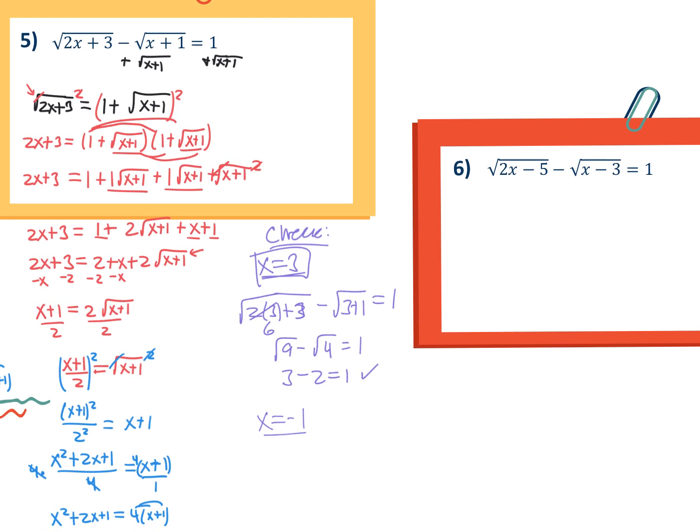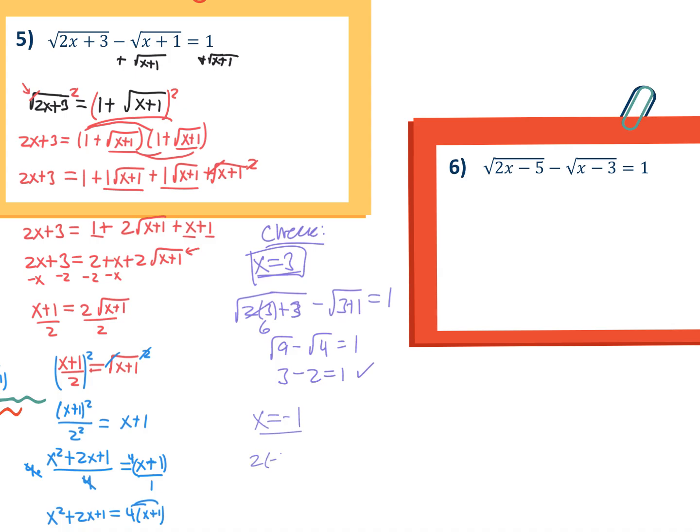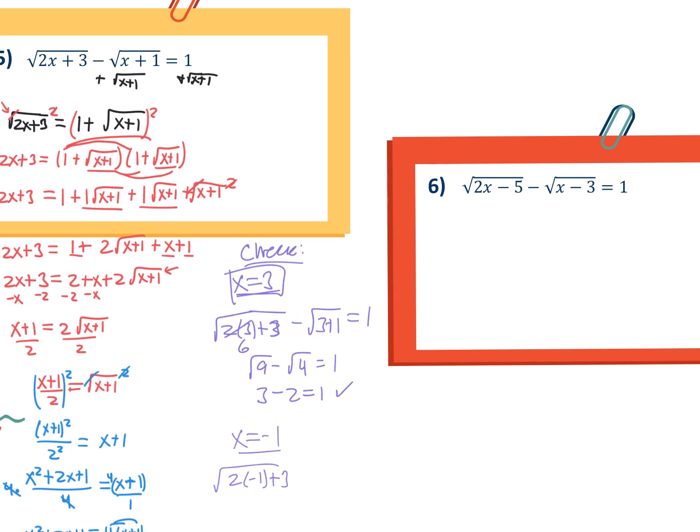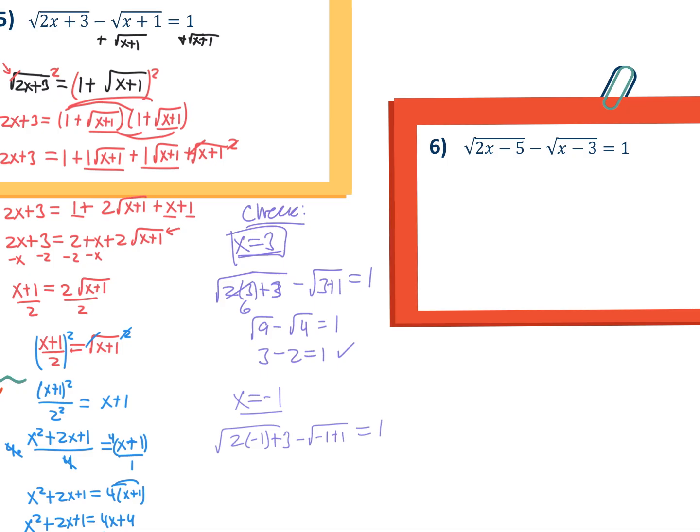All right, let's see if this one works. So I'm going to get 2 times negative 1 plus 3, and then I'm going to get minus the square root of negative 1 plus 1 equals 1. Let's see if this works, right? So then here I get the square root of negative 2 plus 3 minus the square root of negative 1 plus 1, which is 0.